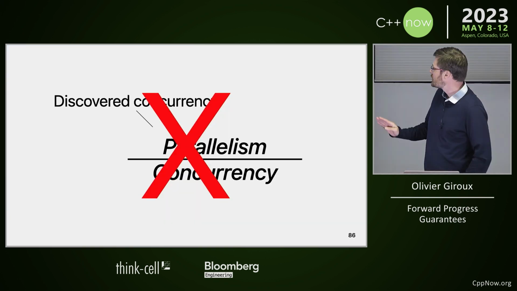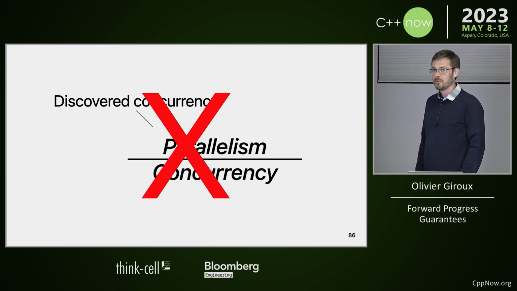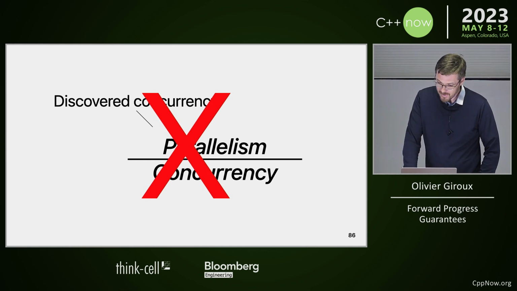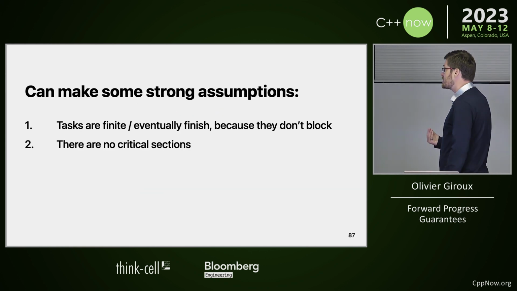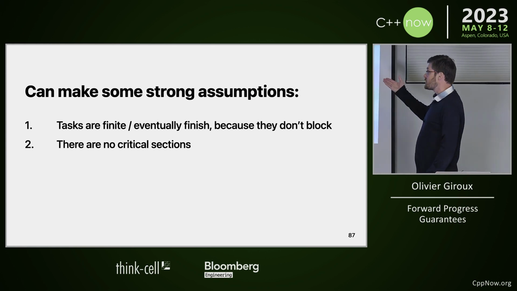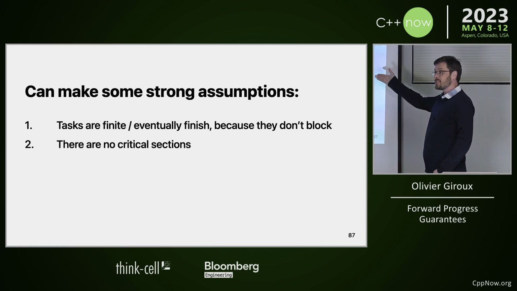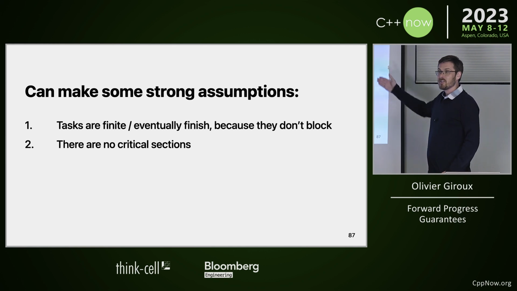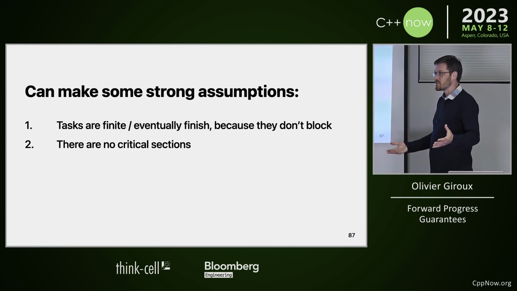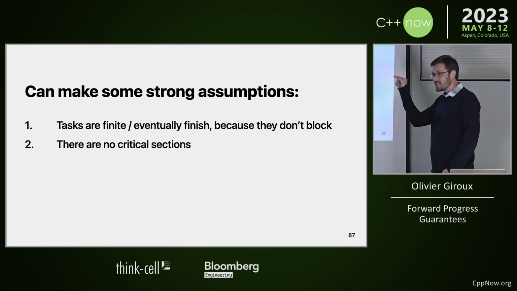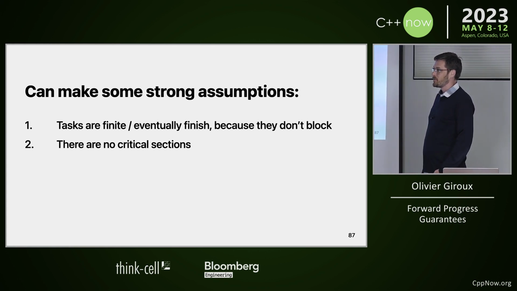Okay, so no discovered concurrency under pure parallelism. Now we can make some really strong assumptions. We can assume that all tasks are finite. They eventually finish because they're not allowed to block on anything. So there is a finite number of execution steps, and there are none of these potentially indeterminate loops.